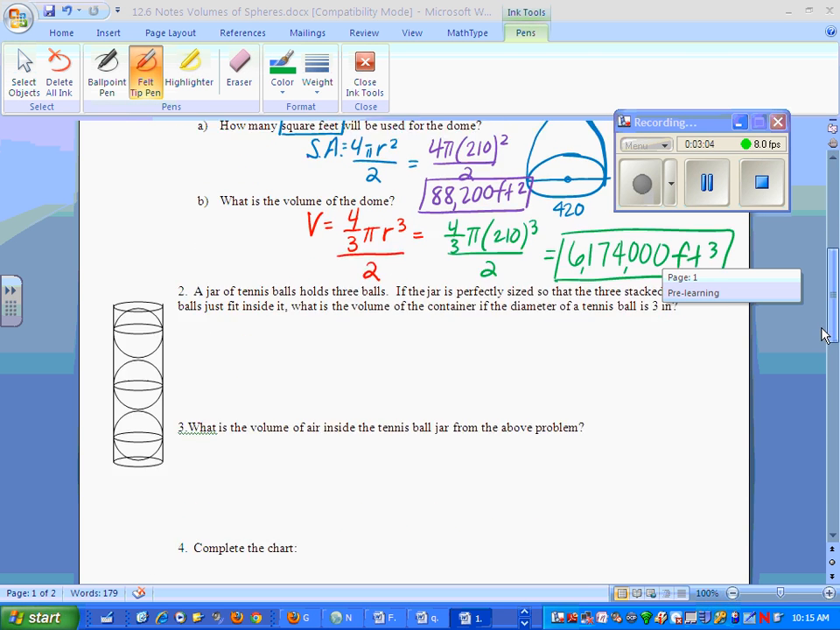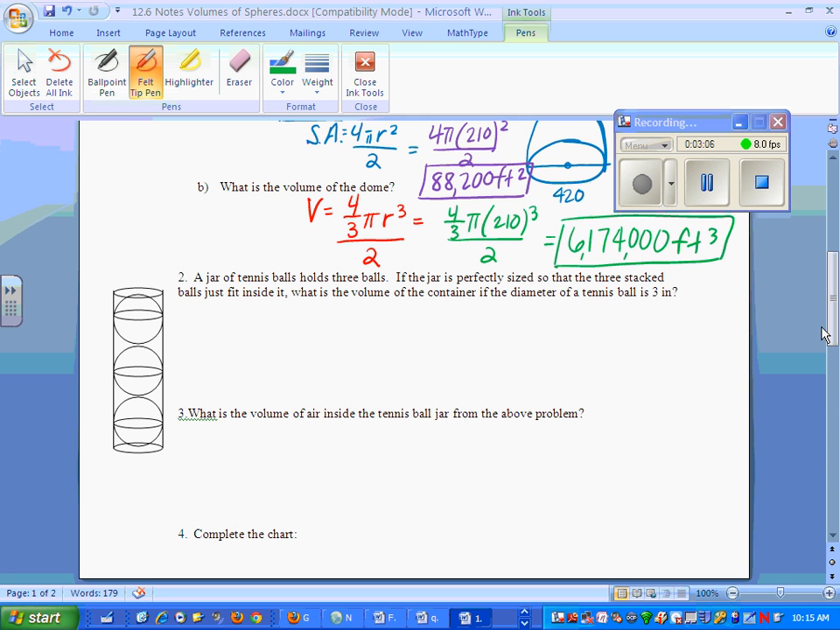Let's talk about our tennis ball problem. A jar of tennis balls holds 3 balls. If the jar is perfectly sized so that 3 stacked balls fit inside it, what's the volume of the container? The diameter of the tennis balls is 3. Remember, diameters go both ways, so that's going to give us our height. If this is 3, so is this. So this is going to be the volume of a cylinder, which is pi r squared times the height, base times height. Go ahead and plug that into the formula and solve.